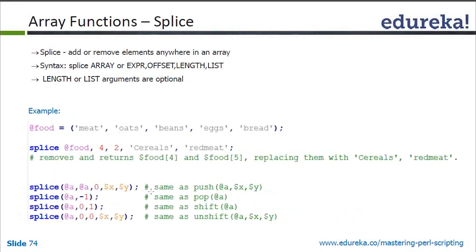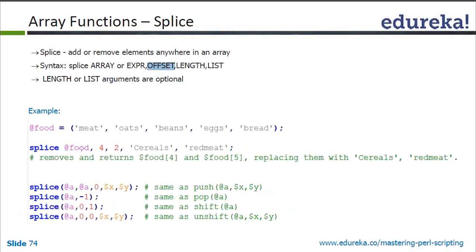So splice means add or remove elements anywhere in the array. When we use splice, we can add or remove elements anywhere from the array. And the syntax is splice array or expression, offset, length, list. It is similar to what we saw previously, where we have substr, we specify expression, offset, length. Similarly, splice also has this syntax, and length and list are optional. So it can have only expression and offset.